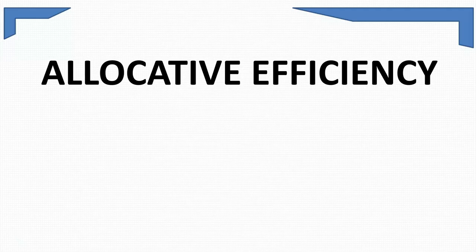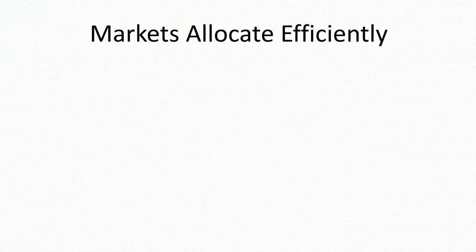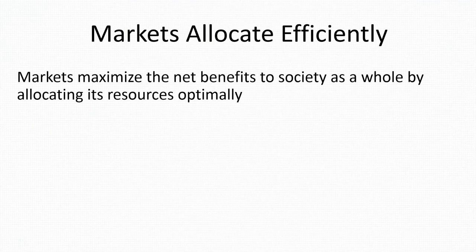In this video, we're going to be looking at allocative efficiency, and I want to emphasize at the outset here that this is really the core argument of neoclassical or orthodox economic theory. The arguments that we're going to be making, although we're going to be doing it with some formal modeling, is very simple. The argument is markets maximize the net benefits or economic welfare or surplus to society as a whole by allocating society's scarce resources optimally.